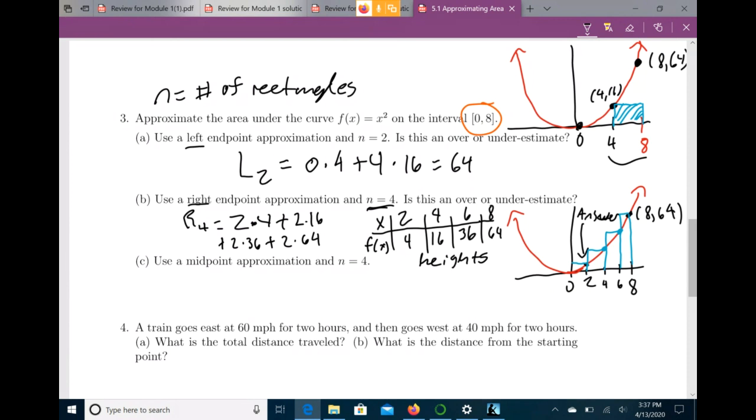Good. Yeah, right. So you can factor the two out from all of them. You can add the heights together and then just multiply by two. And then 64 plus 36 is 100. 16 plus 4 is 20. So the sum of all the heights is 120. And then if you multiply that by two, you get 240.